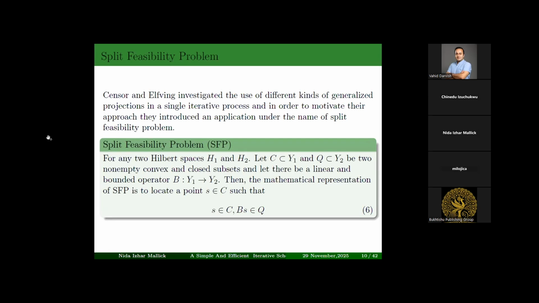They defined in their research article a split feasibility problem as: for any two Hilbert spaces H1 and H2, let C be a subset of, sorry, this should be H1. C should be a subset of H1 and Q a subset of H2, two non-empty convex and closed subsets, and let there be a linear and bounded operator B from H1 to H2. Then the mathematical representation of SFP is to locate a point x belonging to C such that its image under the mapping B belongs to the set Q.